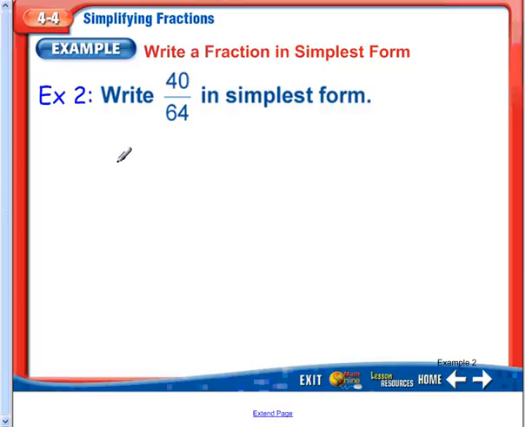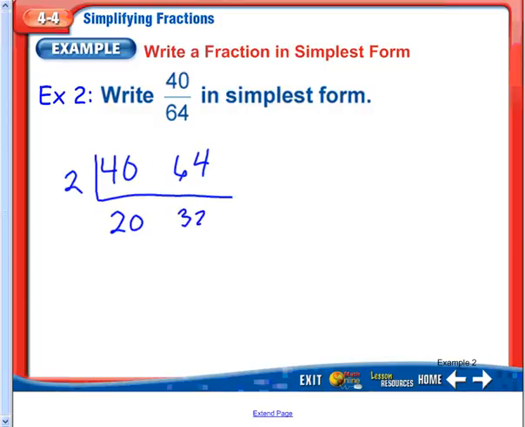Example number 2, 40/64. Using the L method, I'll write both of my numbers 40 and 64 side by side. I'll draw my L bracket. I know that 8 goes into both those numbers, but if I didn't know that right away, I could maybe start with the factor of 2. 2 goes into 40 20 times. 2 goes into 64 32 times.